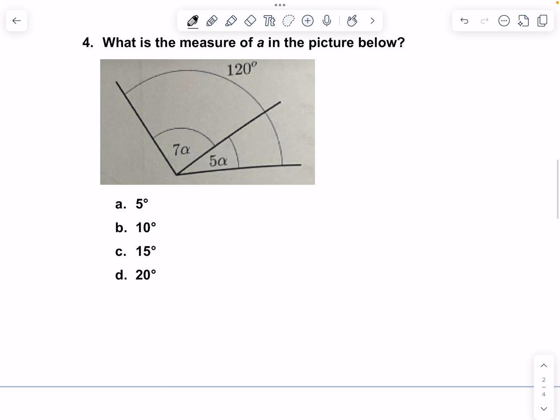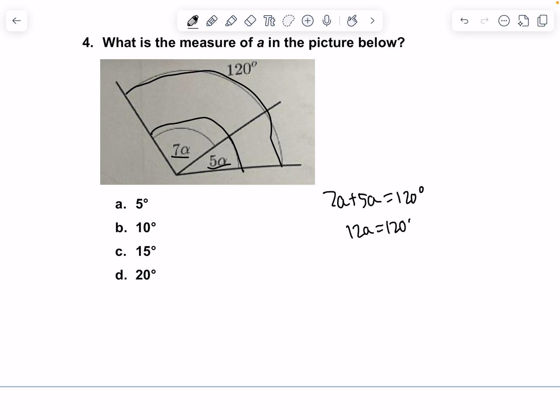Number 4 says, what is the measure of A in the picture below? So you know that this whole angle is 120 degrees. However, we want to find A, and there's 5A and 7A. These cover the same span if you look at it and think about it. So 7A plus 5A is equal to 120 degrees. Then you combine the like terms, which is 12A equals 120 degrees, and you divide by 12 on both sides, you get A is equal to 10 degrees. So the answer would be B.